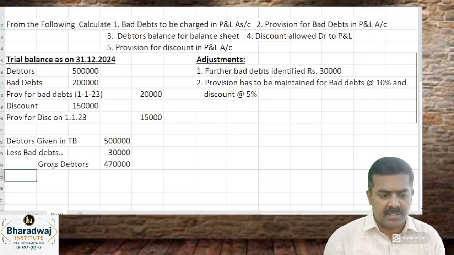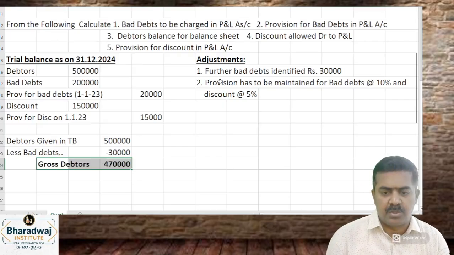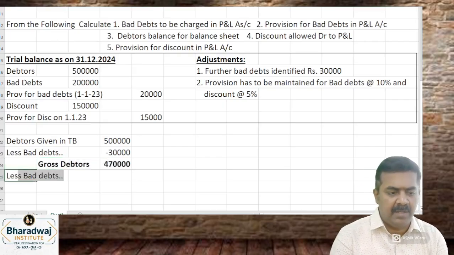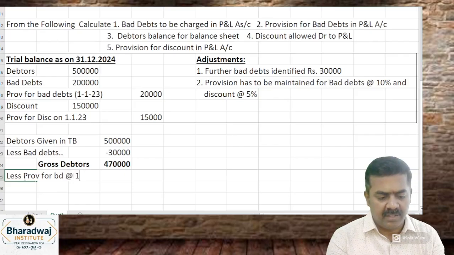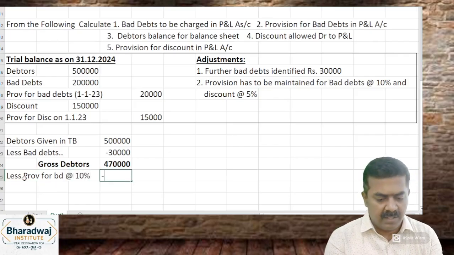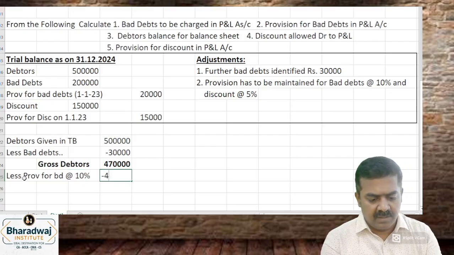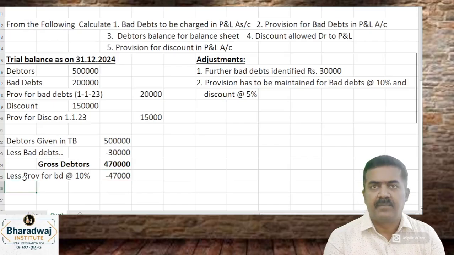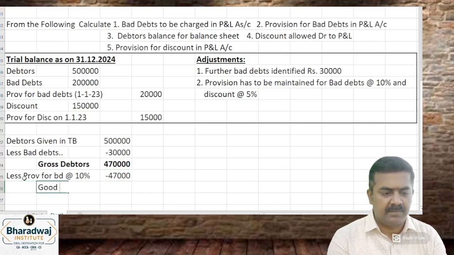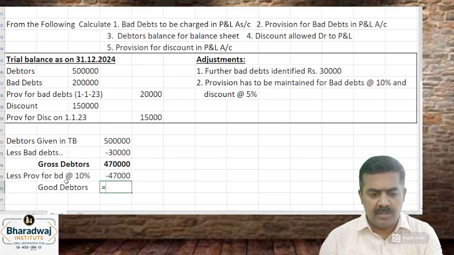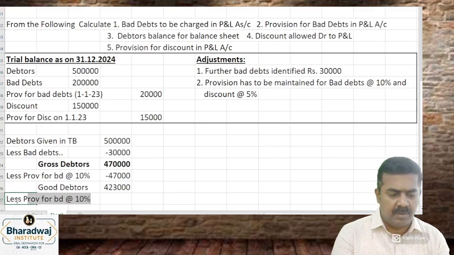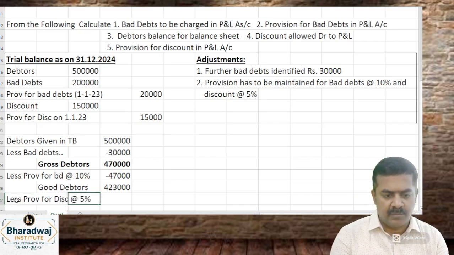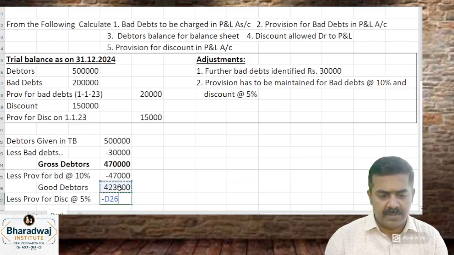Which one will you provide first? Bad debts you will provide first or discount you will provide first? Eliminate bad customers. Provision for bad debts at the rate of 10% they ask you to maintain means 47,000. This is the closing provision required. Then this will give us good debtors. That means you eliminate the bad customers, then you get good debtors. On this, provision for discount at the rate of how much percentage? 5%. On this 5%.